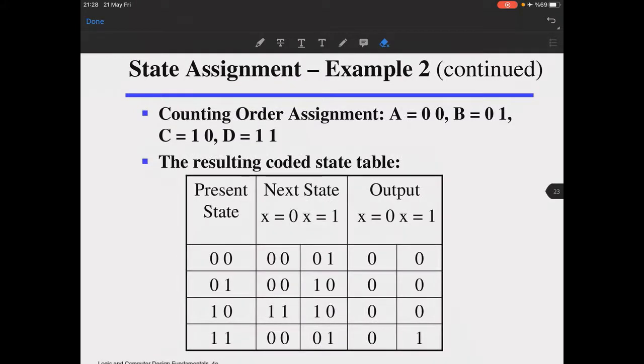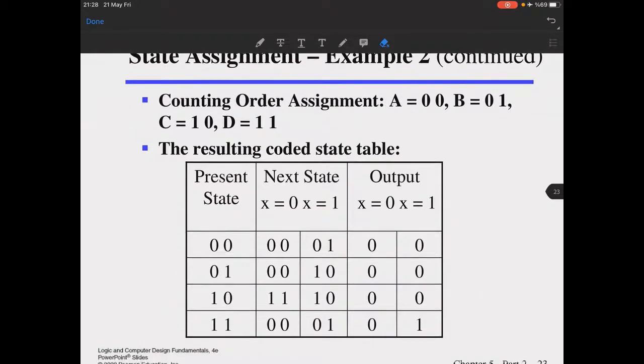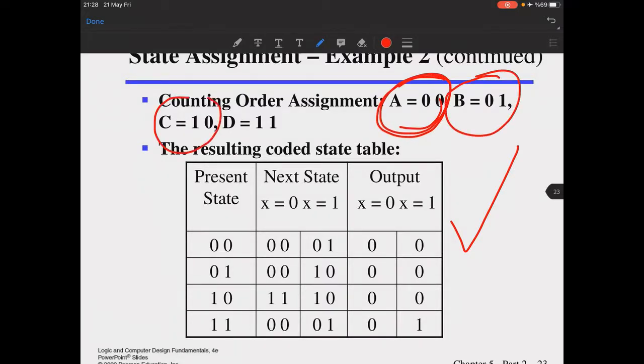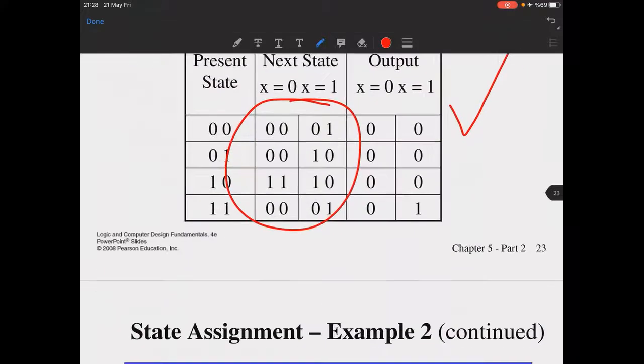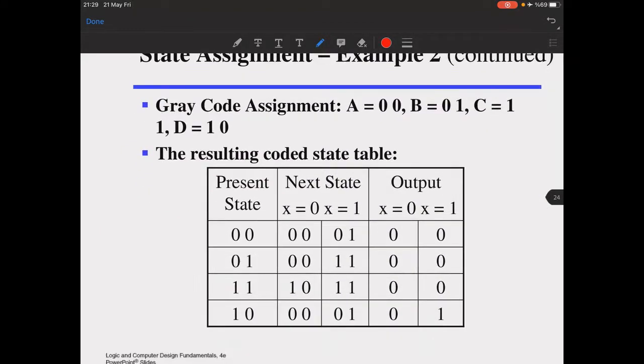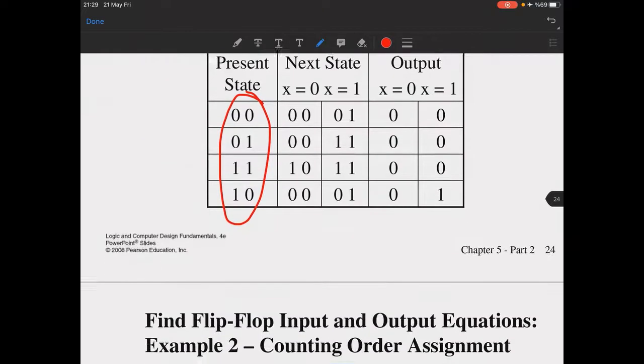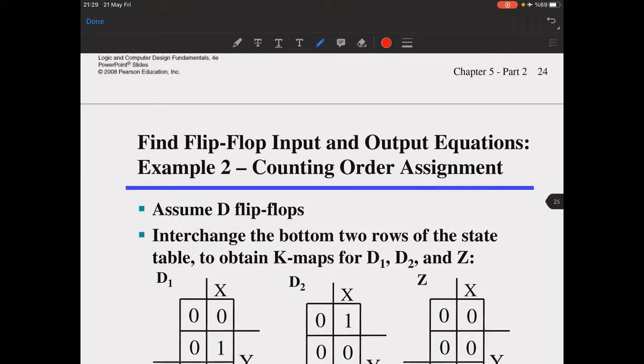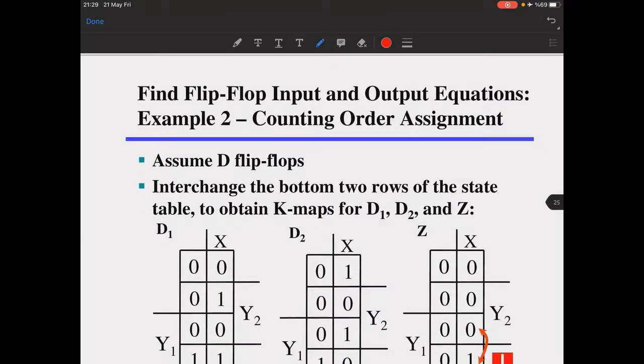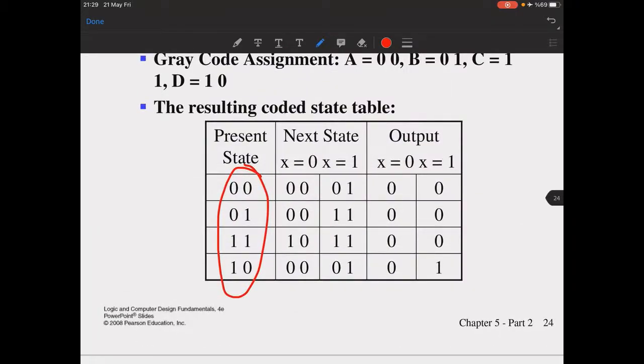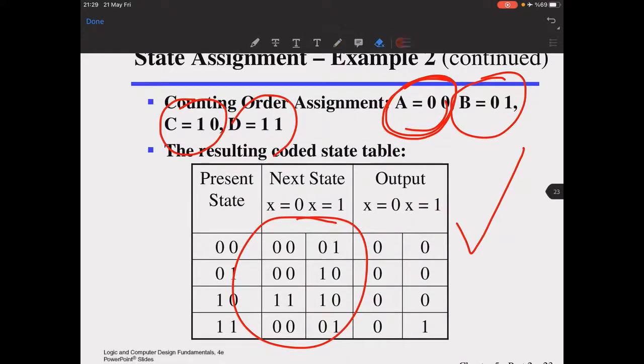coded state tables look in this manner. You see, you just replace the A's with these codes. This is called the counting order assignment right here. We just replace A with 00, B with 01, C with 10, and D with 11. That's what we do here. And this is for gray coding, as I mentioned. You just replace them. And for both of them, let's see how our flip-flop input and output equations work here.